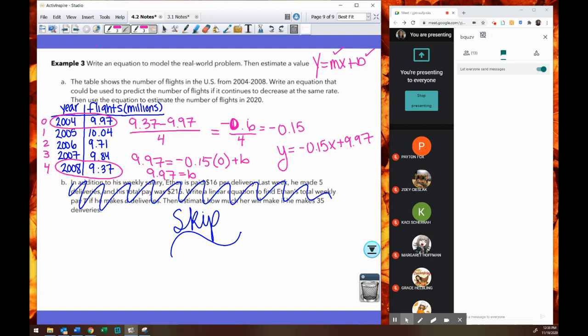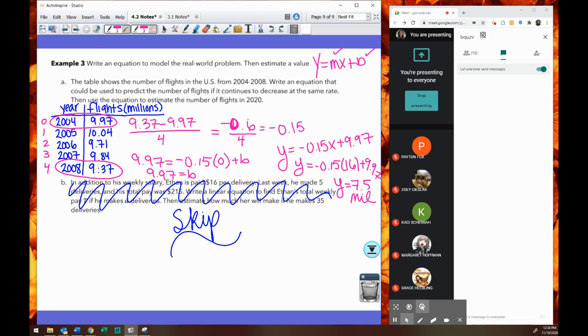Year 5 would be 2009. Year 6 would be 2010. I'm just reordering the way that I'm doing it so I can plug a 16 in for X to represent year 2020. So we have Y equals, and then you would just run through that. I don't remember off the top of my head. I think it's about 7.5 we get. Y equals 7.5 million.